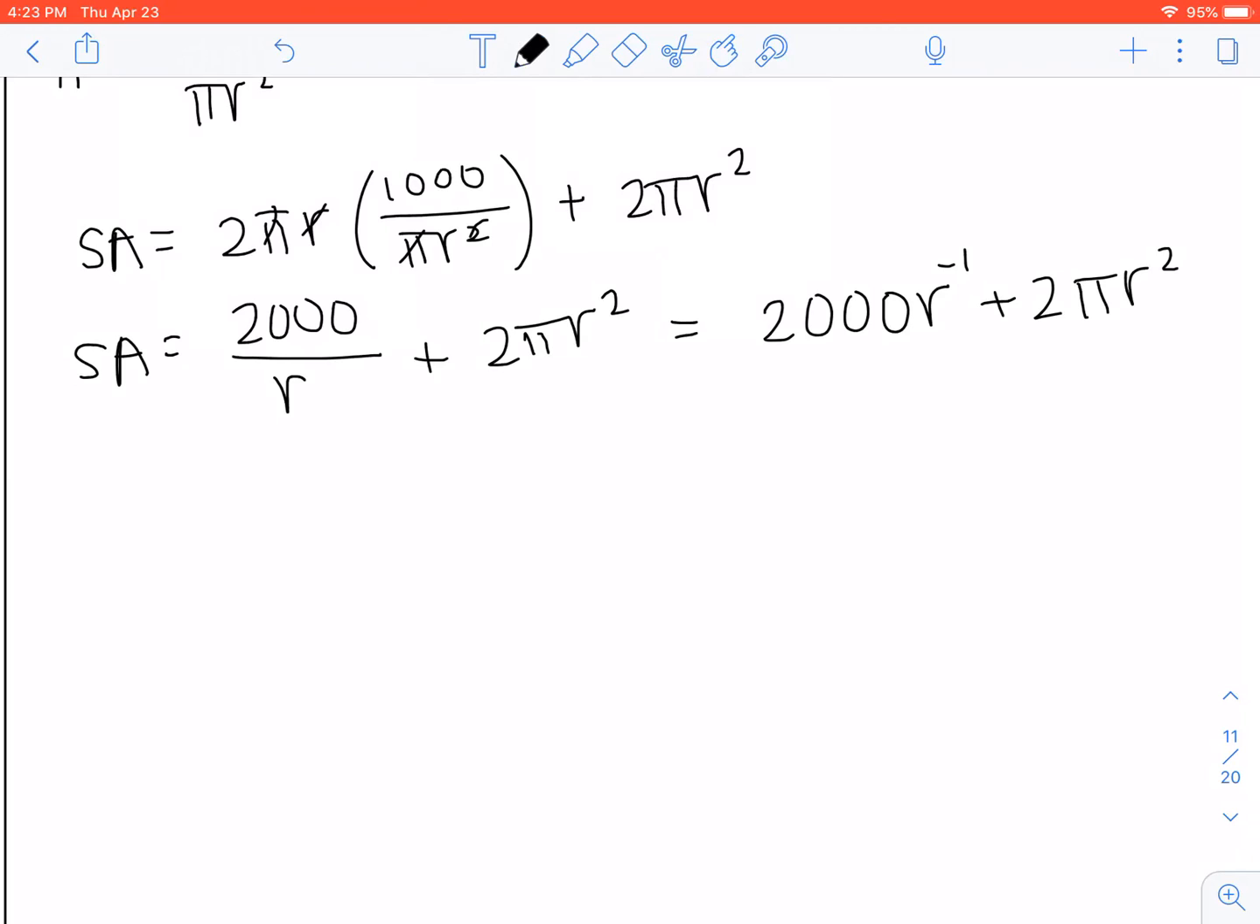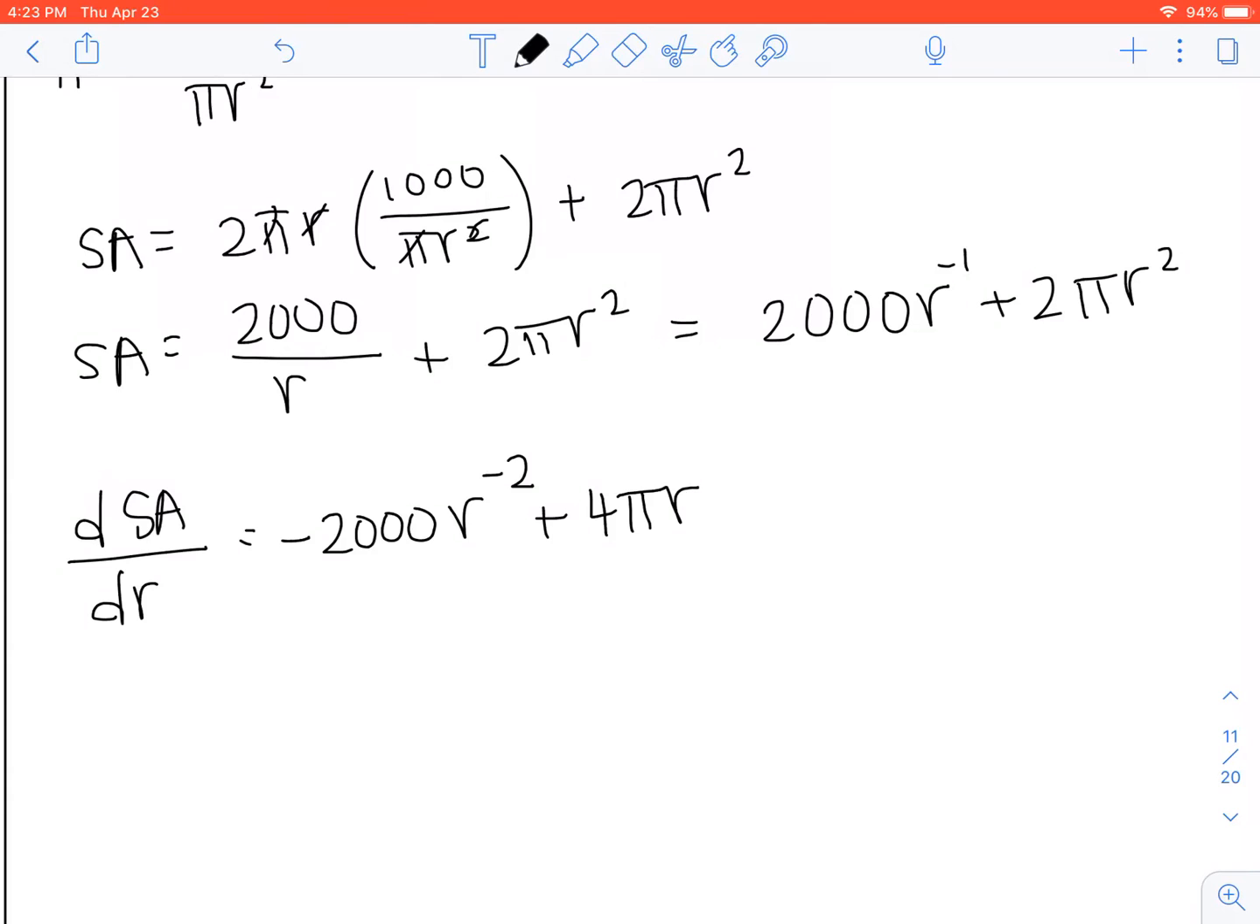And since we need to minimize this, that means we need to find our critical values and determine where the local minimum is. So in order to do that, I'm going to take the derivative of my surface area. So I'm going to say derivative of my surface area all over the derivative with respect to our variable, which is the radius. And taking our derivative, we're going to have negative 2,000 r to the negative second plus 4 pi r.